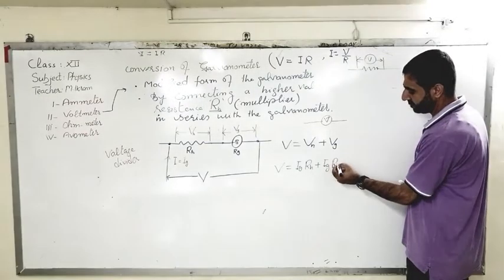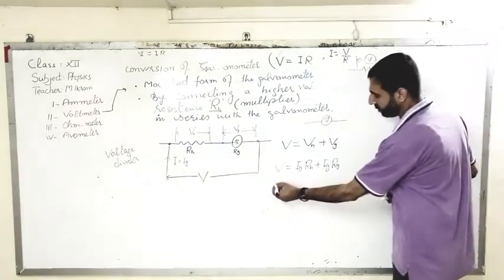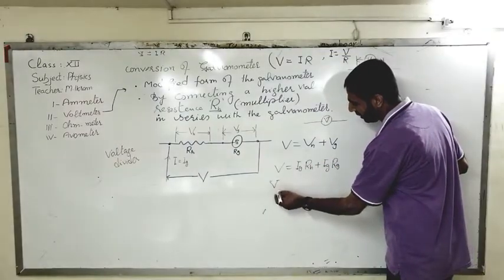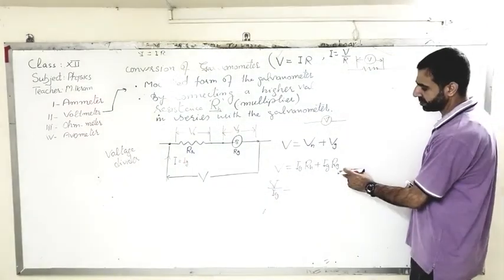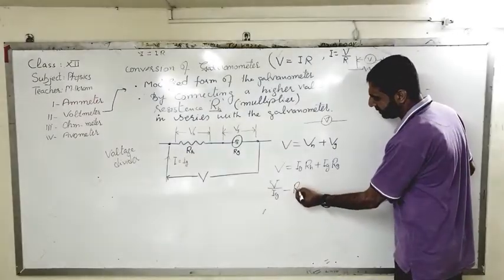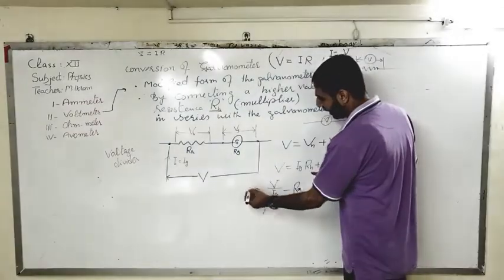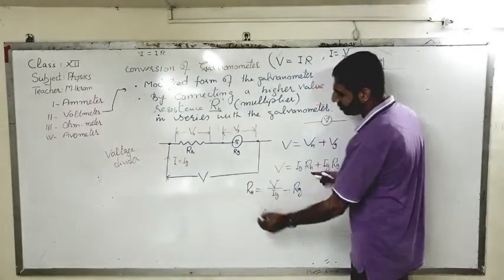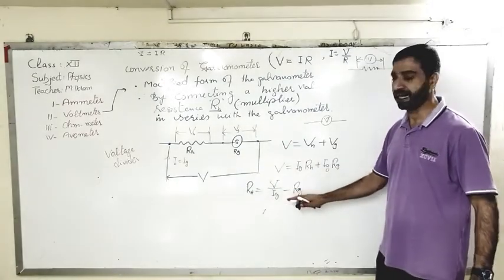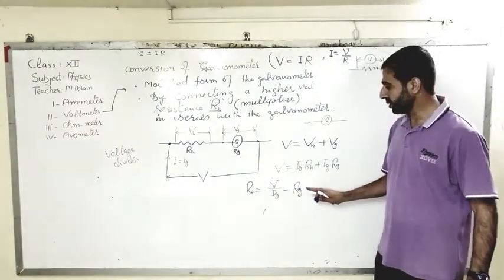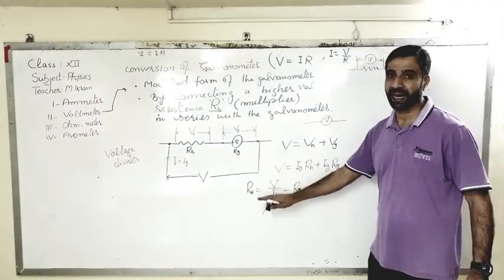Into the RG. And look, the IG is common, so it will be V by IG minus, here it is plus, this is known, so there it will be minus the RG, and that will come out to be your RH. So your RH is equal to V by IG minus RG. So that is the desired value for your multiplier RH.